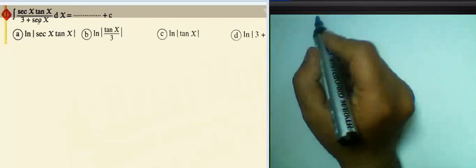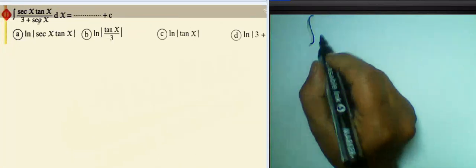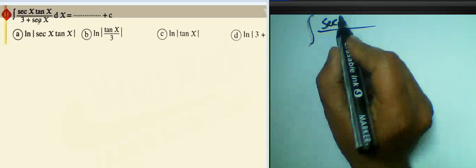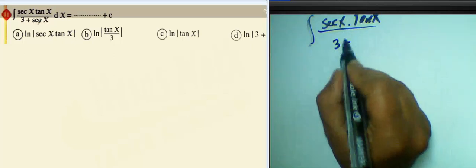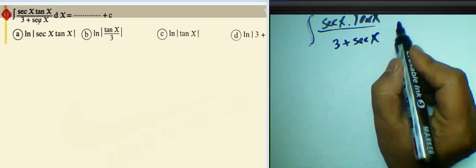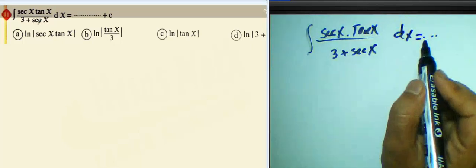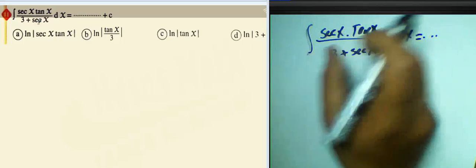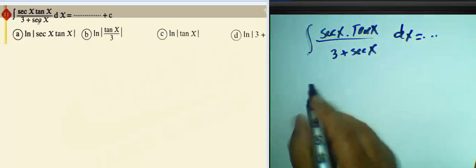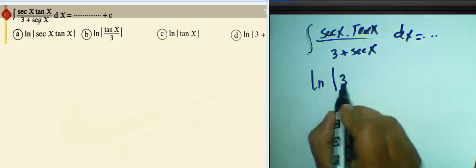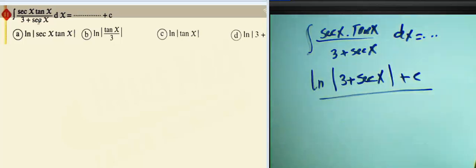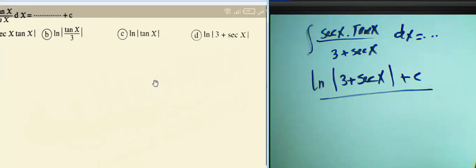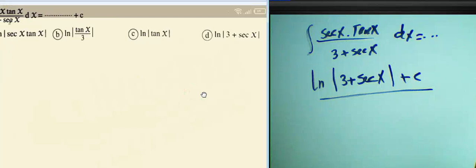Question 11. Integration of this function, sec x tan x over 3 plus sec x dx. We know the derivative of sec equals sec tan, since the numerator is the derivative of the denominator. Then the result will be ln absolute value of 3 plus sec x plus constant. Choose letter D. Okay, choose letter D.